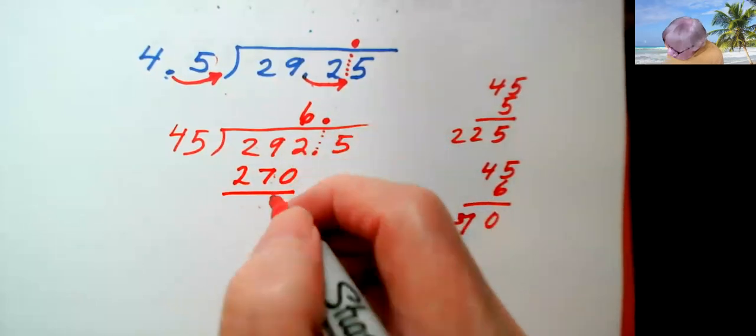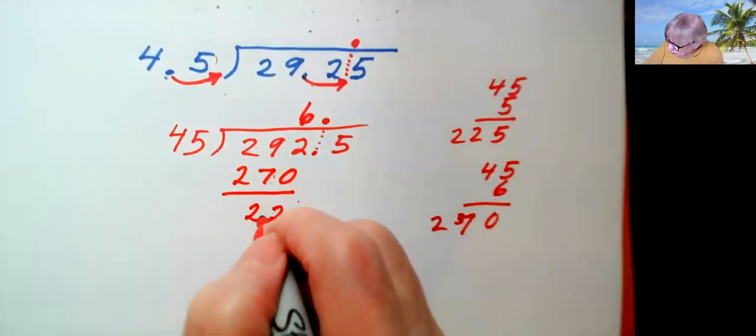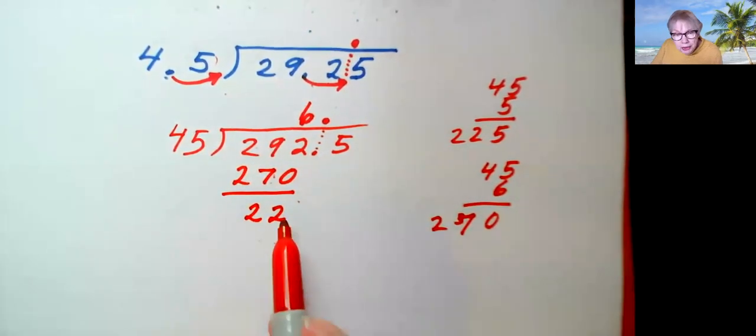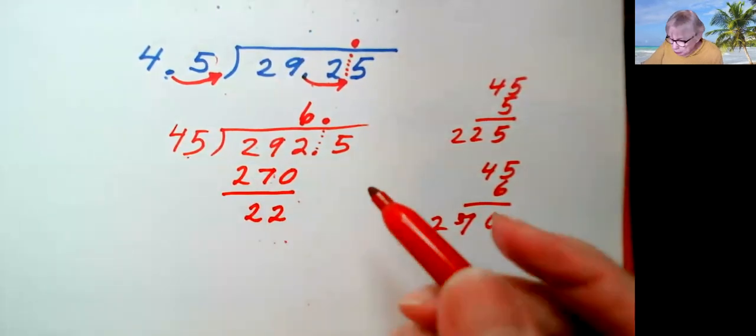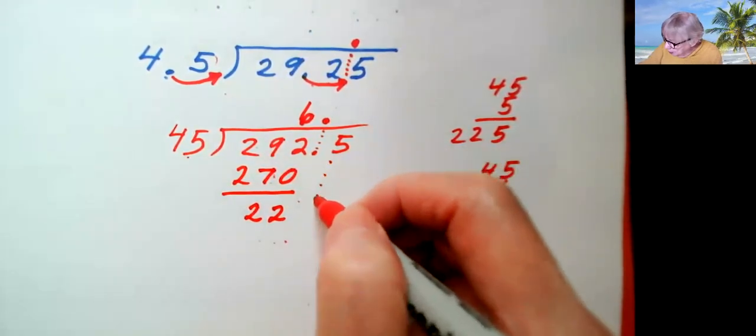Okay, I'm going to subtract. That's a 2, that's a 2. So that tells me this number is smaller than that number. That's the right choice. I'm going to bring down the 5.